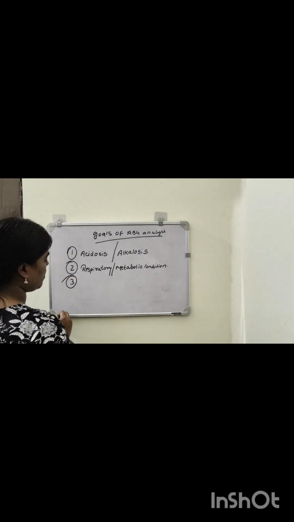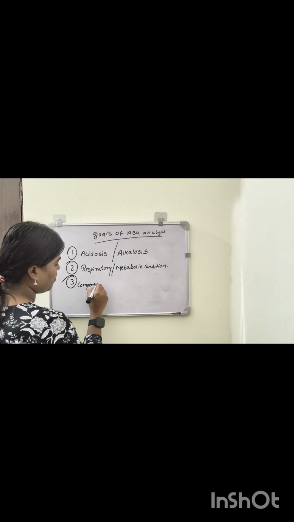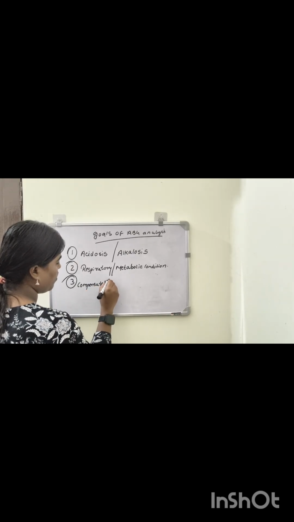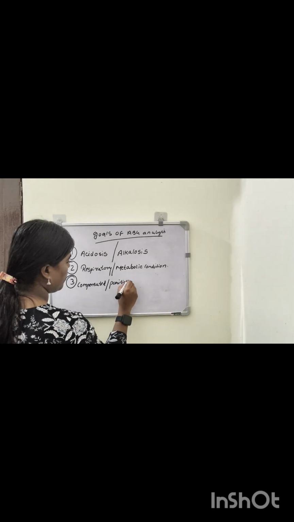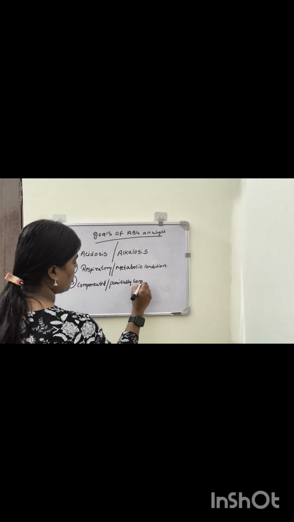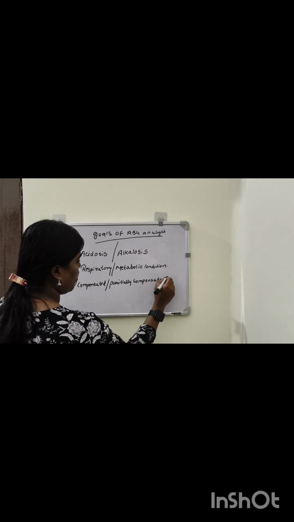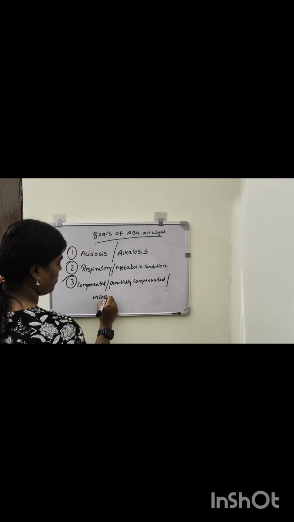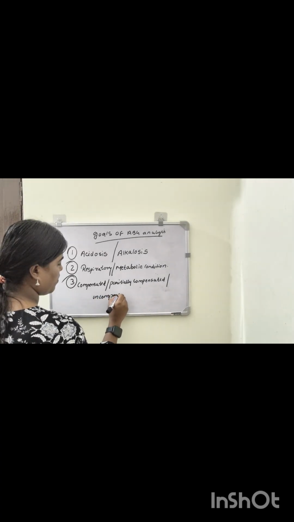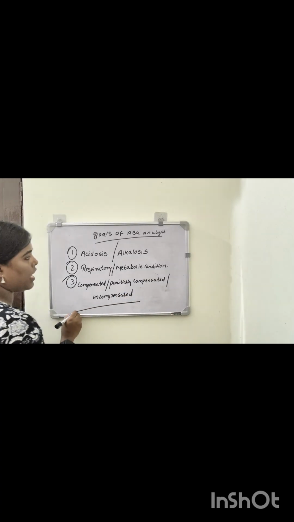The third goal is whether the ABG is compensated or partially compensated or uncompensated. So there are three goals of ABG analysis.